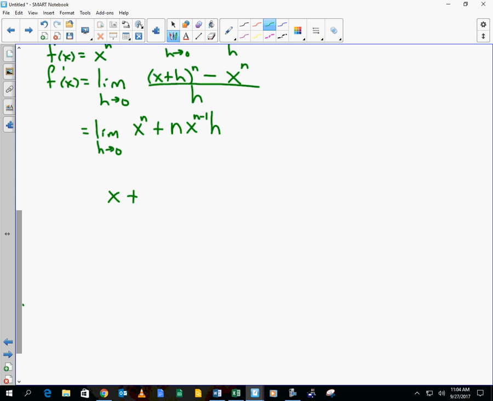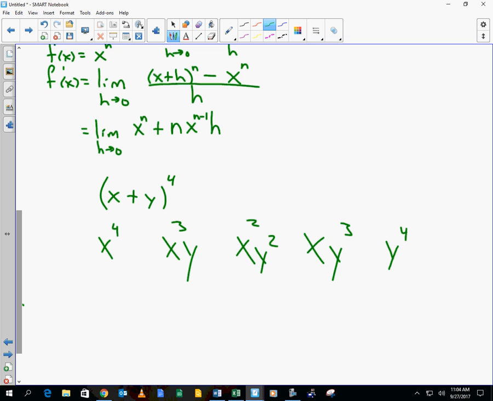If you have x plus y to the fourth, people, it's x to the fourth, x to the third, x squared, x. And then it's y to the fourth. You pick up a y to the third, you pick up a y squared, you pick up a y. You don't have any there. So that way, all the exponents add up to what every time? 4. And then you put your coefficients in: 1, 4, 6, 4, and the 1. So that's all we're doing here.